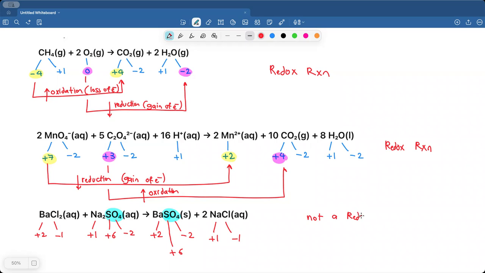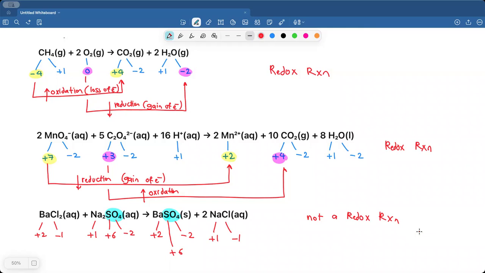Okay, so just a little recap. In order to find out if a reaction is a redox or not, we have to assign oxidation number to each atom, either when it's in the form of an element or in the form of a compound. And based on that, take a look and see if those numbers are going up or down. If the numbers change, that means it's a redox reaction. If they don't, that means it's not a redox reaction.